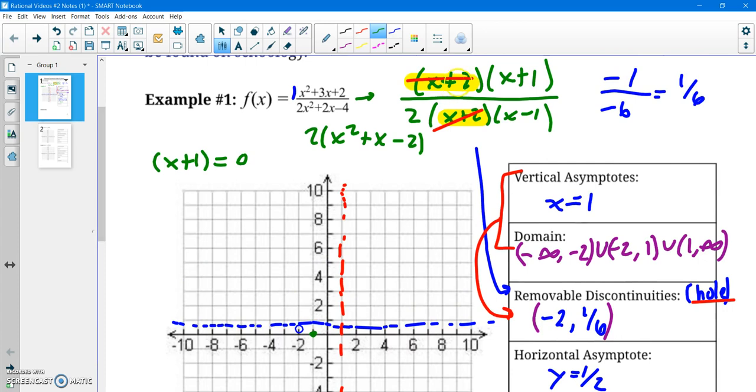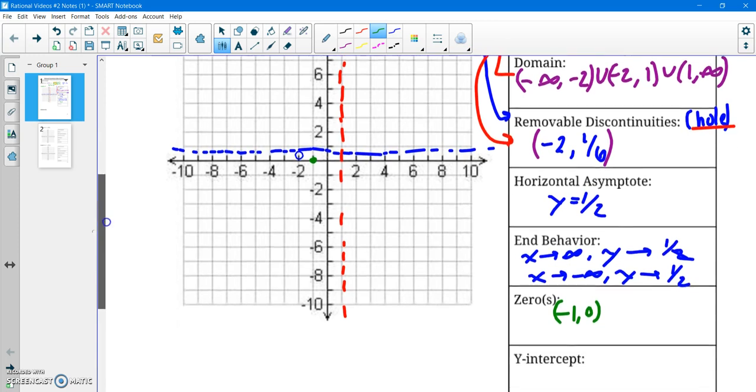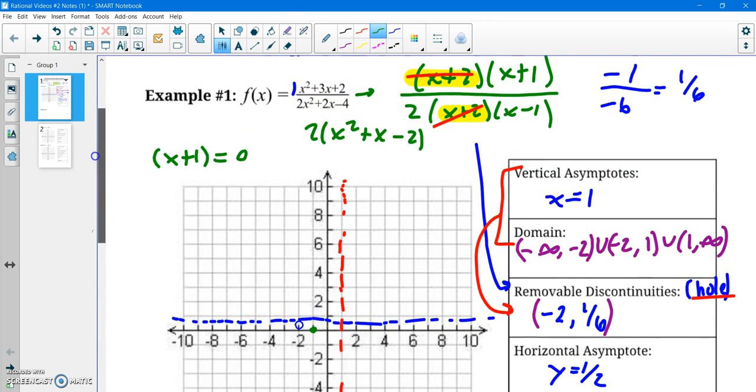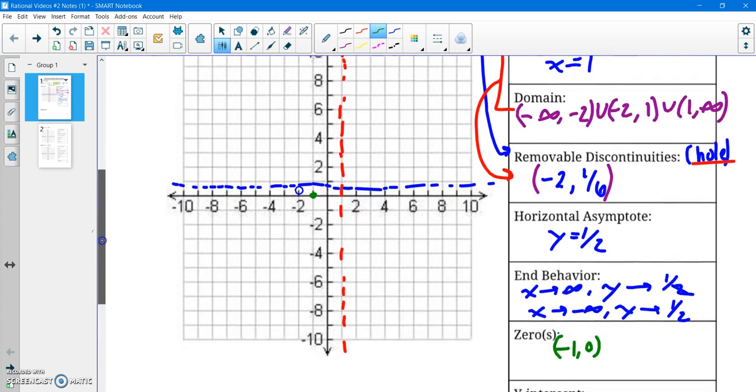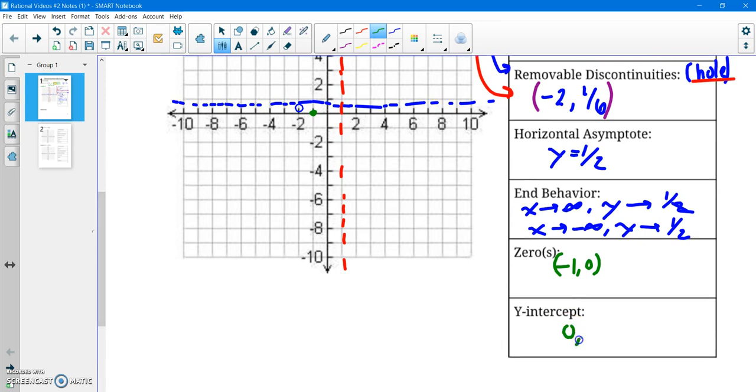I crossed out the x plus 2, so that no longer contributes as an x-intercept. And I need my y-intercept. You find a y-intercept by plugging 0 in for x. If you plug 0 in for x, you get 2 over -4, which is -1/2. So (0, -1/2) is my y-intercept.